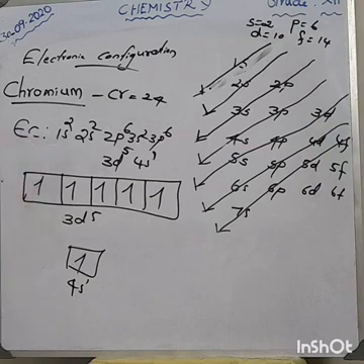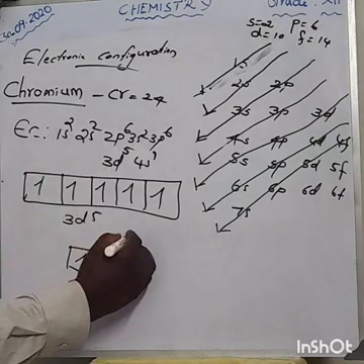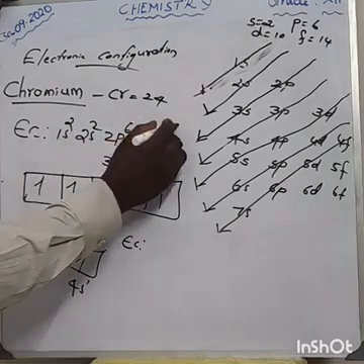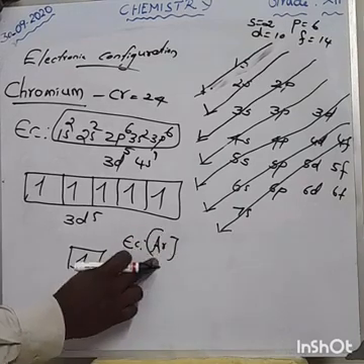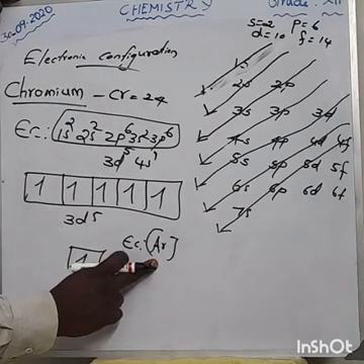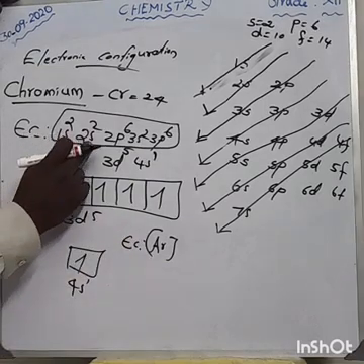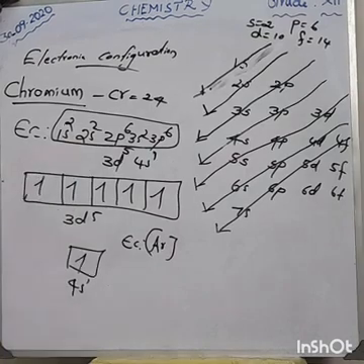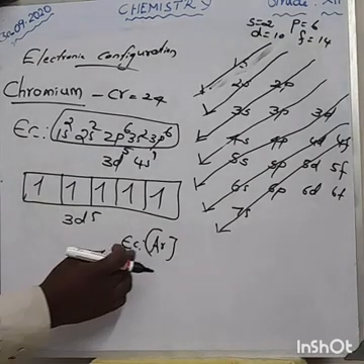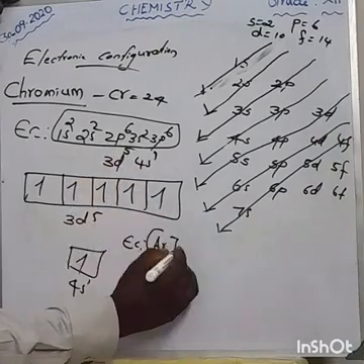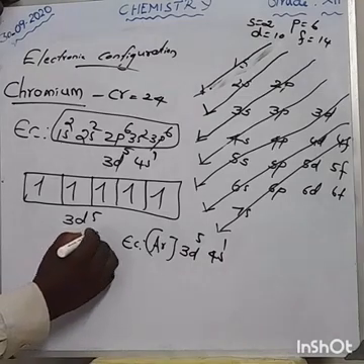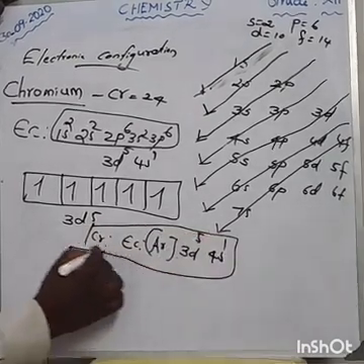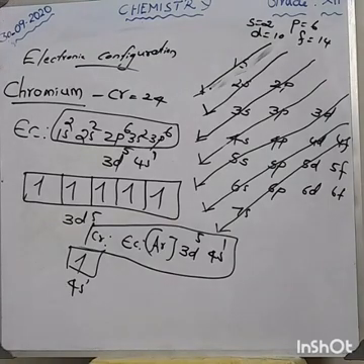How will you write it? This can be cut short, that is the short form of writing. We can write EC is equal to argon, am I right? Because the atomic number of argon is 18: 2, 4, 10, 12, 12 plus 6, 18. So argon, next the remaining, 3d5, 4s1. This is the electronic configuration of chromium. Can you write?